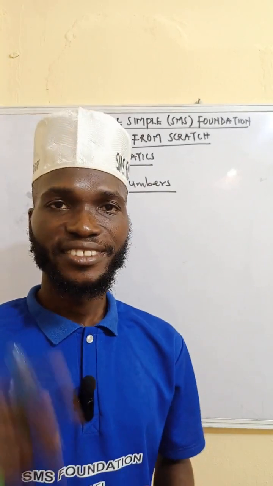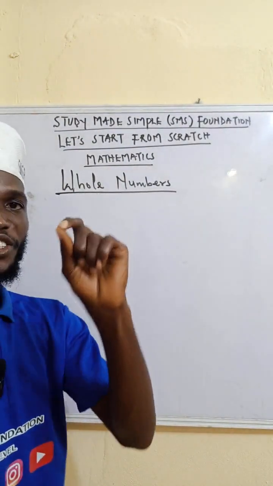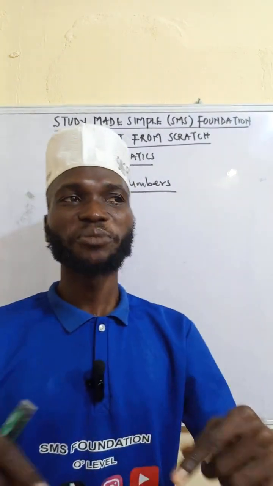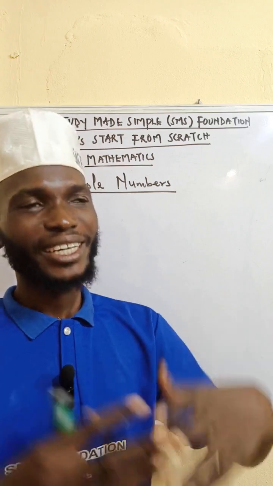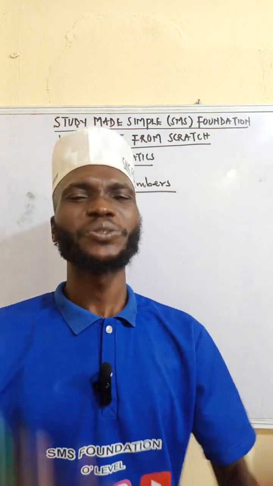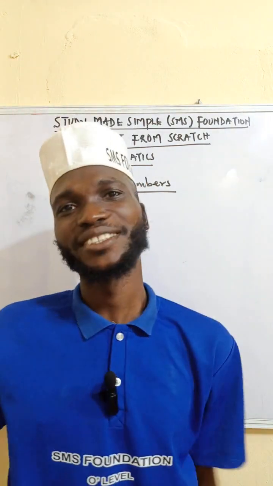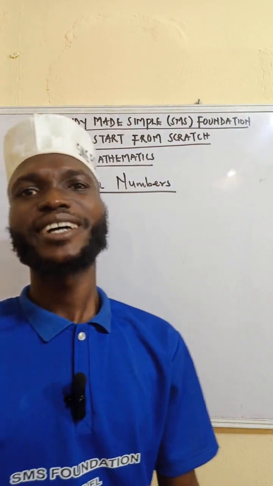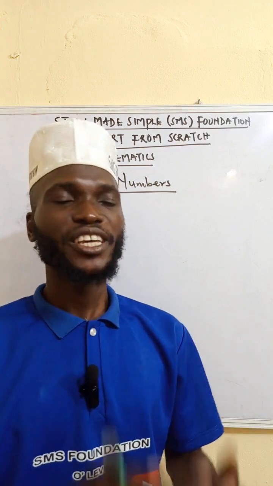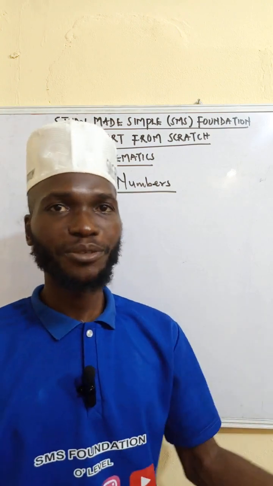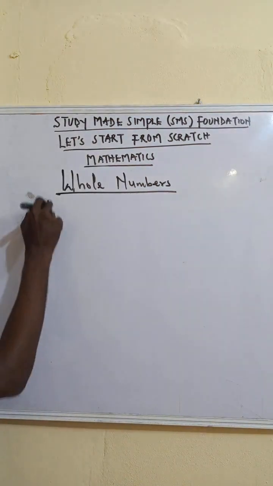All right, let us define whole numbers. This is something you've been hearing many times, that we have whole numbers. What are even whole numbers? Good. Whole numbers are counting numbers including zero. Or we say whole numbers are natural numbers including zero. Let me write it for you.